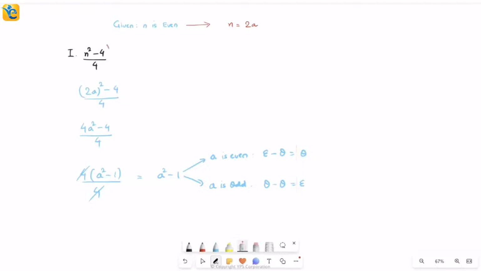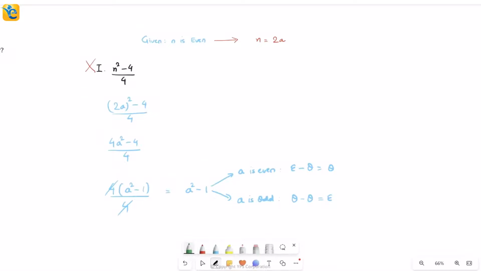So the answer here, the final even odd nature, depends on this a, which means it does not depend on n being even or odd only. It depends on whether n has an extra 2 here, whether n is divisible by 4 or not. But since I don't have that information, I'm going to reject this statement. This is not something that must be even.